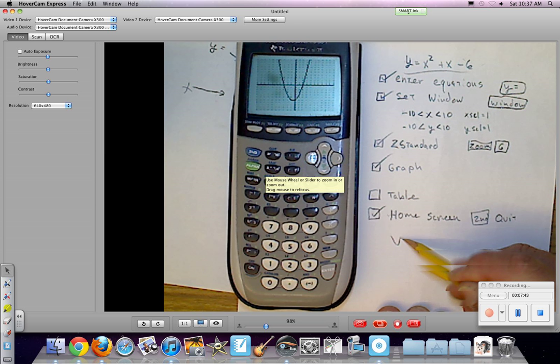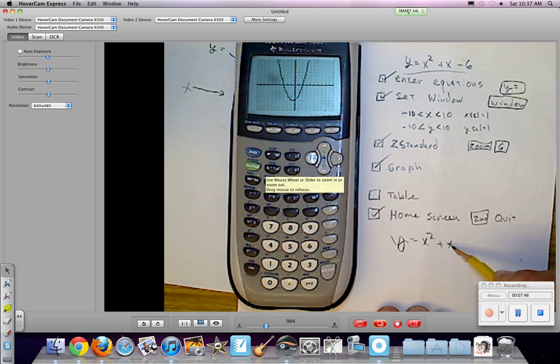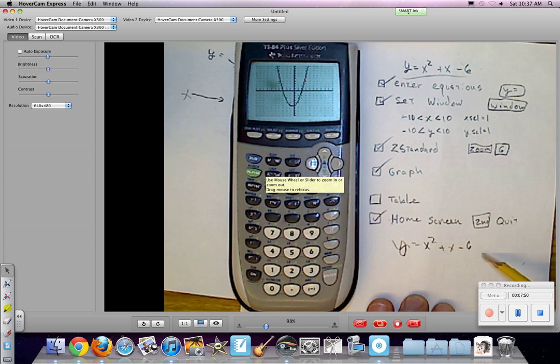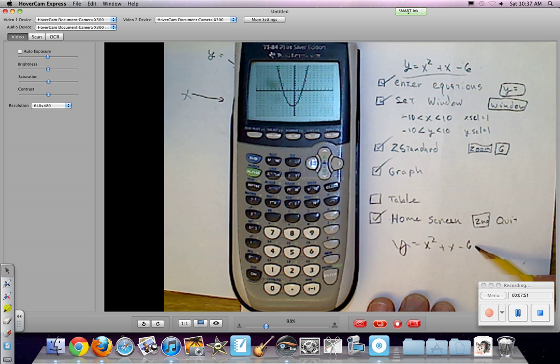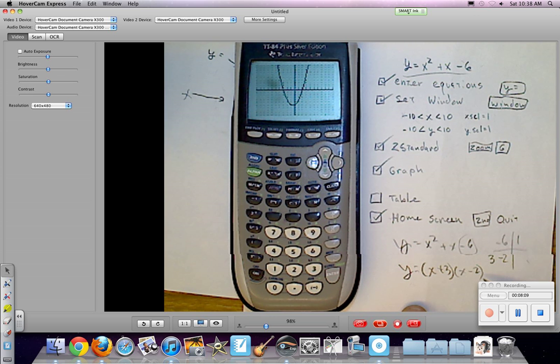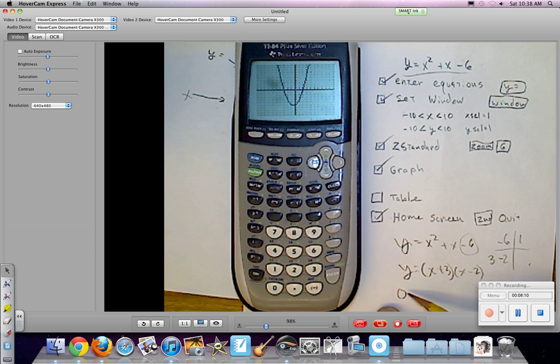Okay, so let's go back to normal. And we have this equation, y equals x squared plus x minus 6. Well, let's factor that real quick and see what we get. Let's see, factors of -6 that add to +1. Well, that would be 3 and -2. So we'll factor this side, x plus 3, x minus 2.